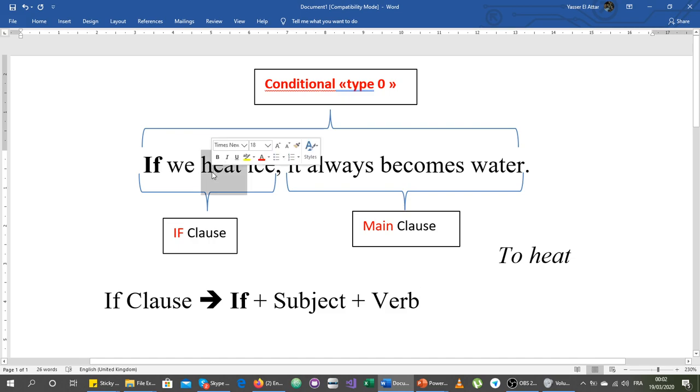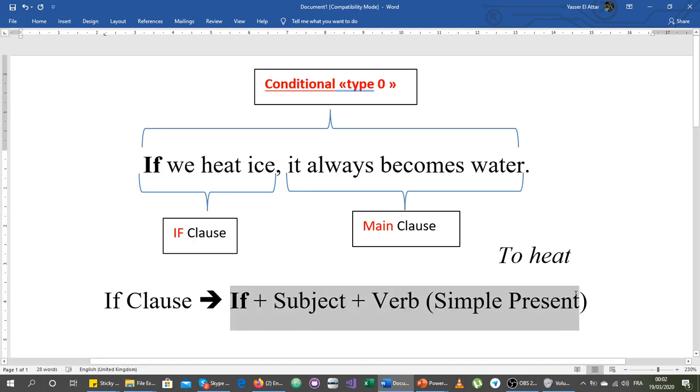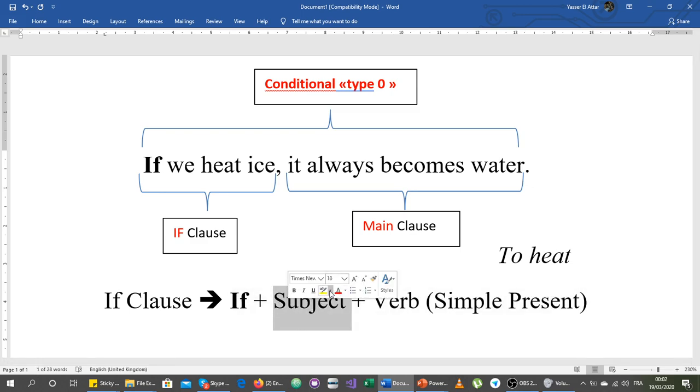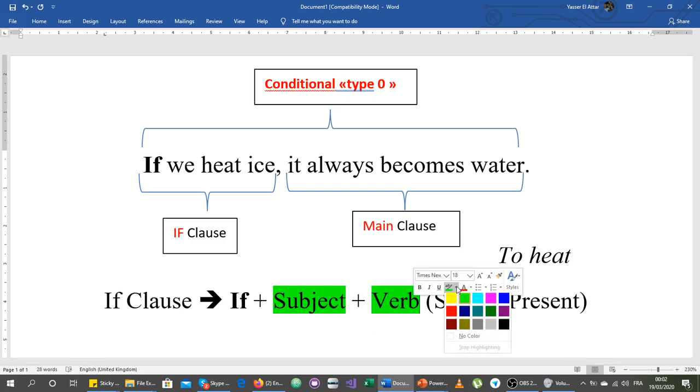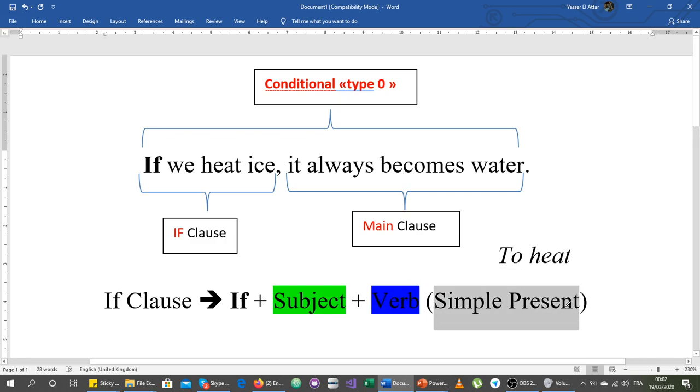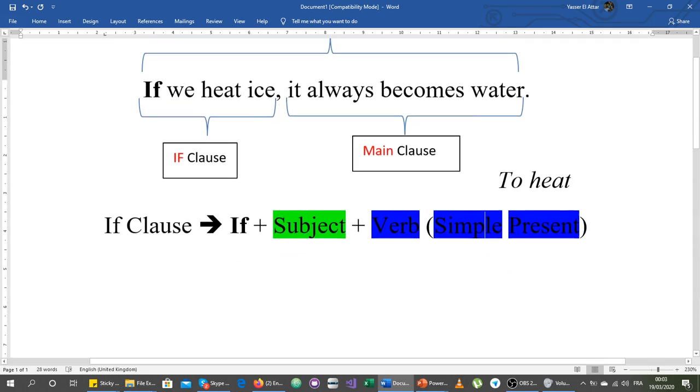If you see, it is left in the infinitive plus the subject. So in what tense is this? This is the simple present. Okay, so this is how we put the structure of the if clause. Okay, so it has a subject and the verb. And the verb should be in the present, in the simple present. Okay, so the verb is in the simple present.